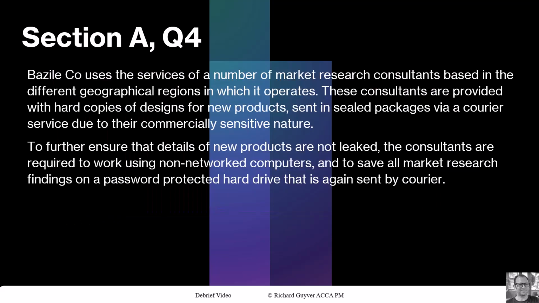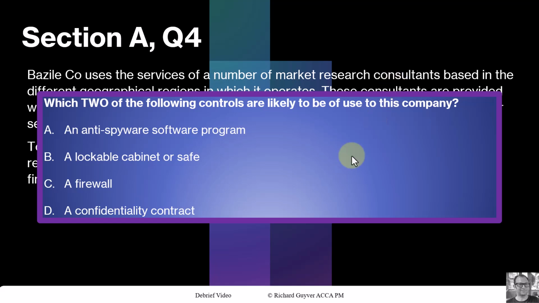Okay, this is question 4 from section A. This is from syllabus area A, and it's around controls necessary for information security. And we're asked which 2 of the following controls are likely to be of use to this company.